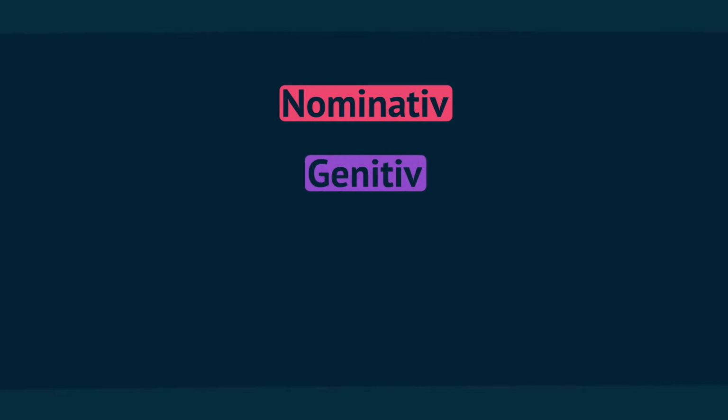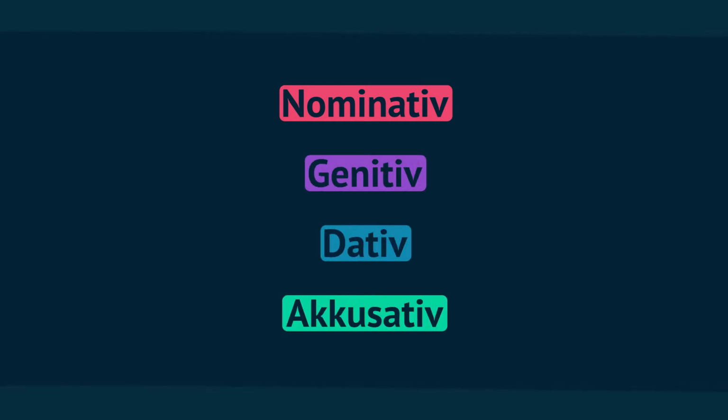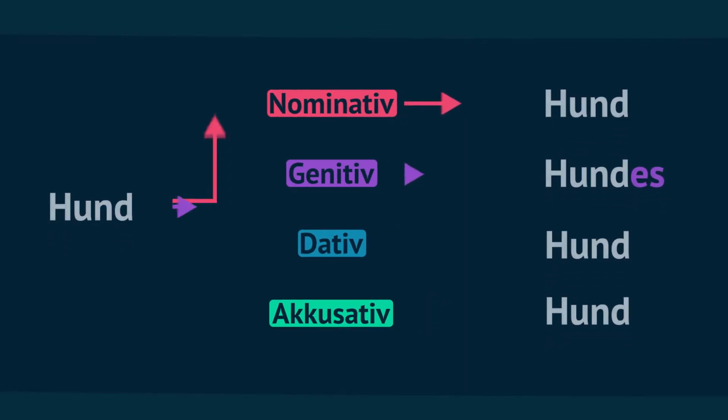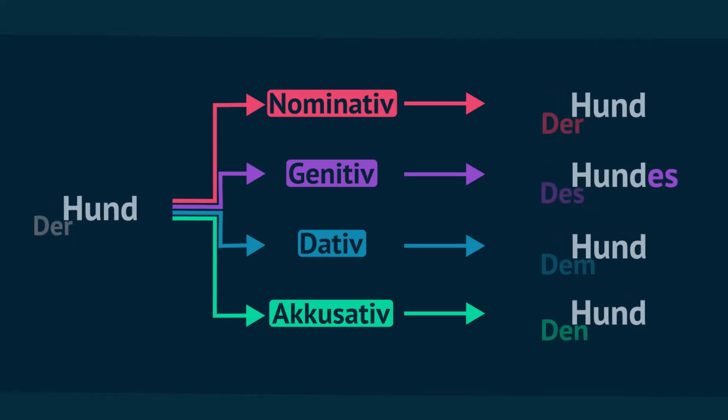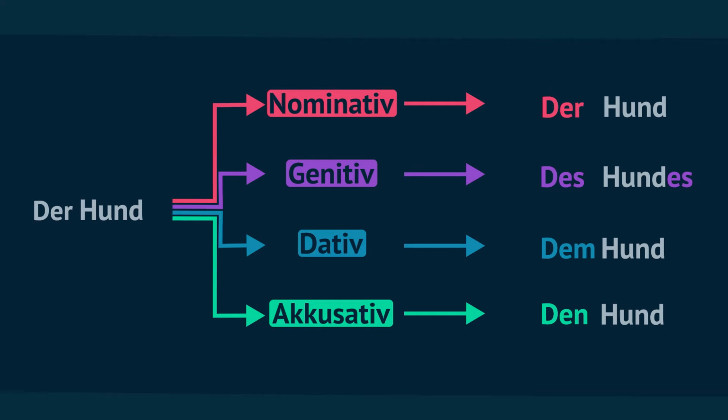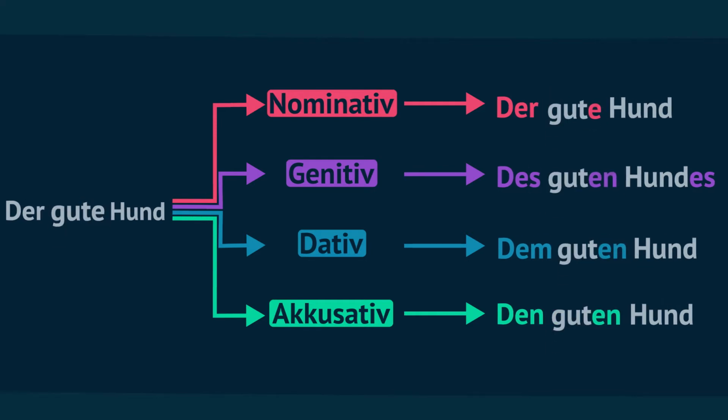So there's a total of 4 cases in German: Nominativ, Genitiv, Dativ and Akkusativ. I know, these names are horrible. Every noun is in one of those 4 cases at all times. And words that are connected to that noun share the case as well. For example, if a noun has an article, it shares the same case. An adjective? Same case. But what do those cases actually do?